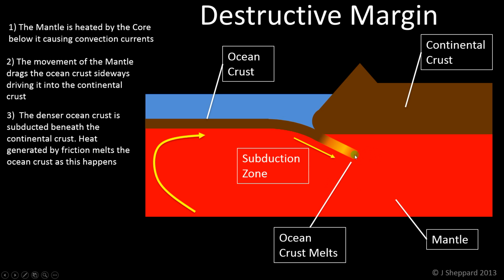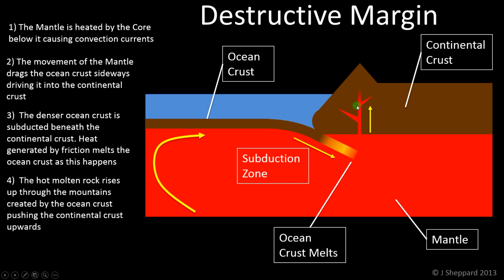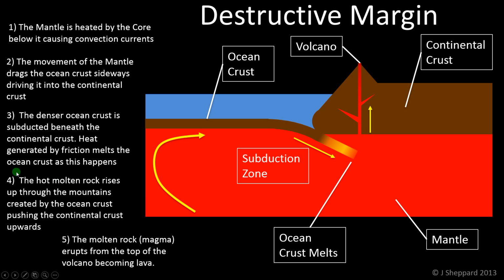Okay, so the friction's melted the rock, and that hot rock then rises upwards, and we get it coming to the surface and out of the top of the volcano. So the hot molten rock rises up through any cracks in this continental crust, forces its way through. It might take some time to do this, and erupts from the top. This magma erupts from the top of the volcano, becoming lava. So that's the process that leads to volcano formation.